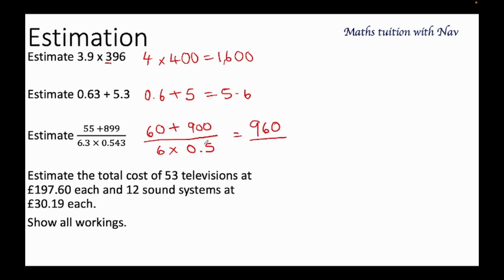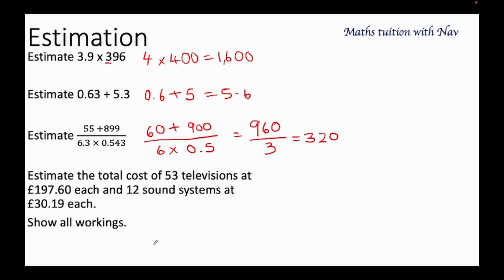Timesing by 0.5 is asking for half. Okay, so if you have any number that you times by 0.5, you half the number. So 6 times 0.5 is 3. Now we're going to do 960 divided by 3. That's going to be 320.